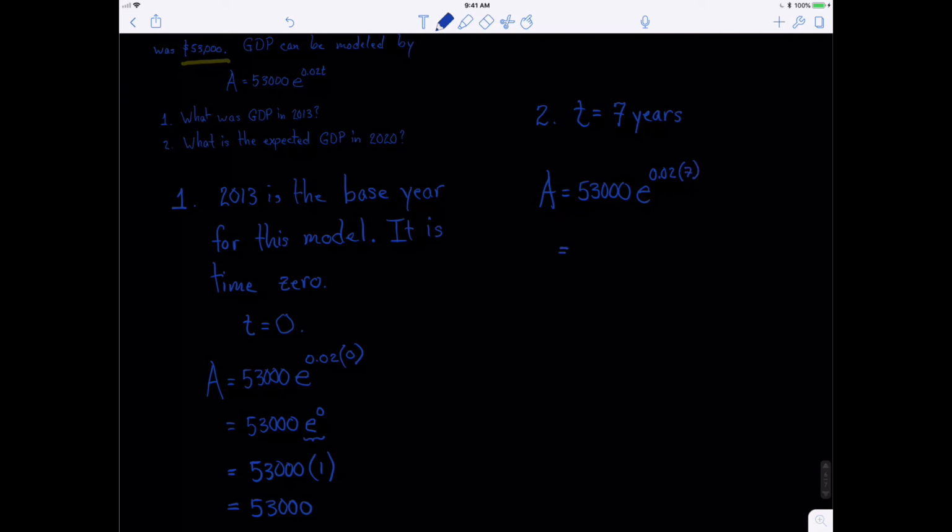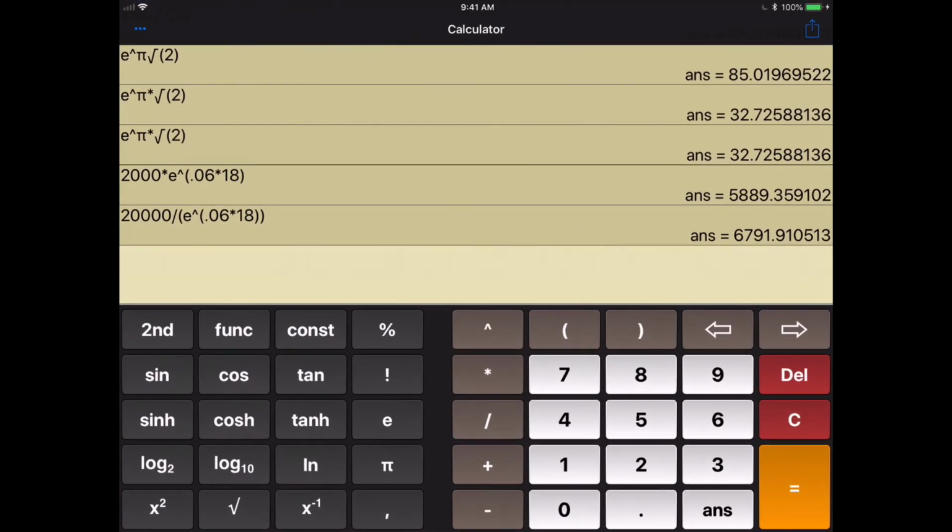Now to do this, to get a number here, we're going to need our calculator. So let's go over to our calculator. I'm going to type 53,000, times e raised to the parentheses 0.02 times 7, parenthesis, equals, there we go, 60,964. We'll just put this in the nearest dollar, so $60,965.